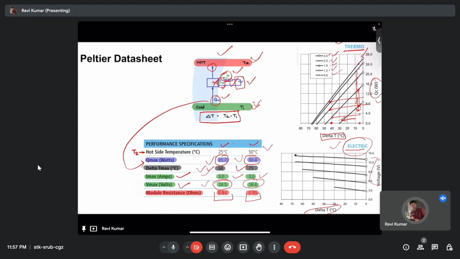The thermal characteristic is delta T versus QC. If the temperature difference between the hot and cold junction increases, the performance decreases. QC is the capacity to take heat from the cold junction to the hot junction, so with an increase in delta T, QC decreases. Then we have the electric characteristic, delta T versus voltage. As delta T increases, our voltage requirement also increases.